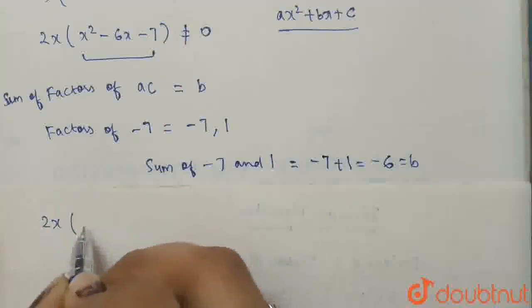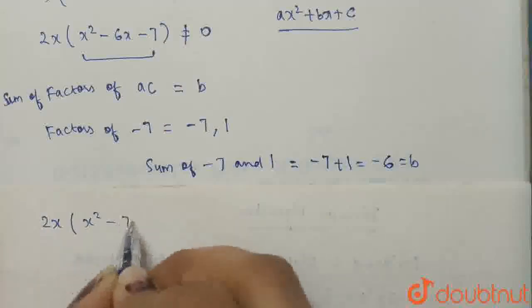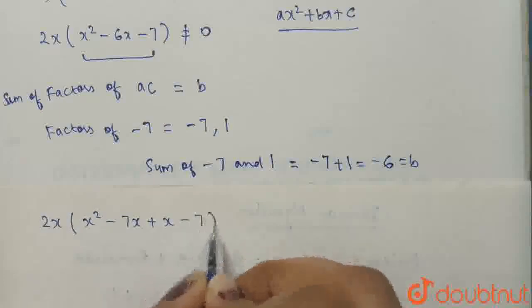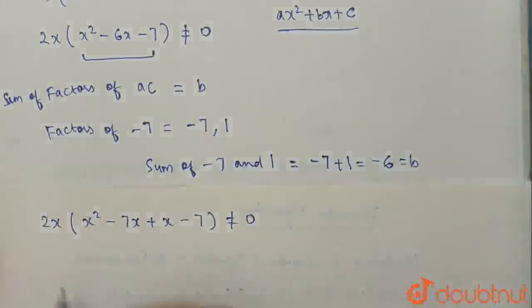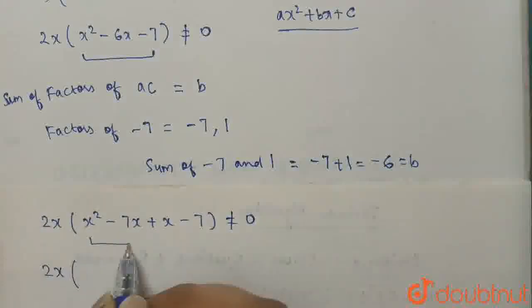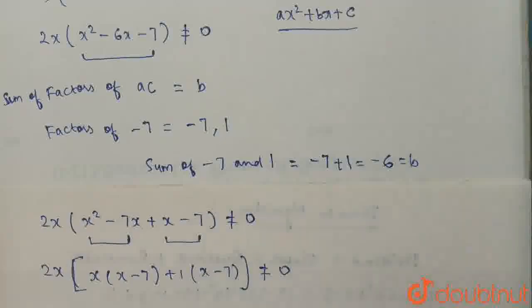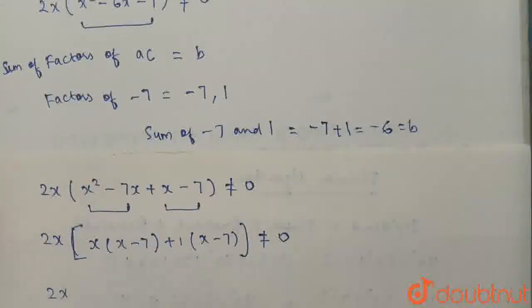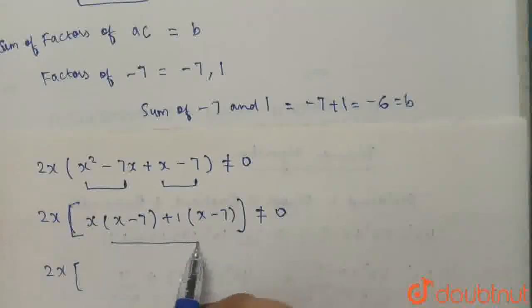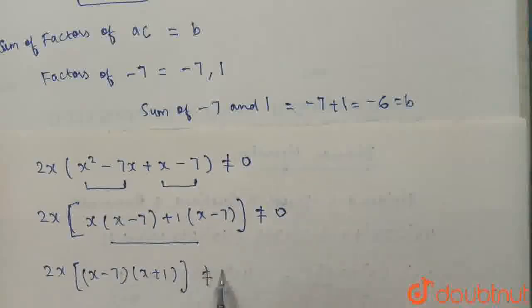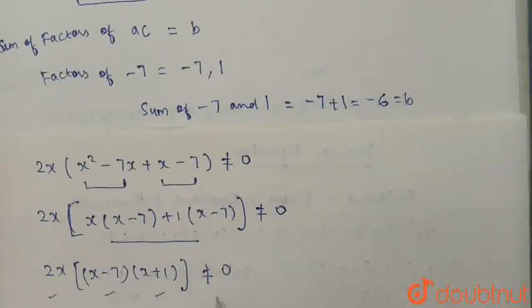So now we can split it as 2x multiplied by (x square minus 7x plus x minus 7) should not be equal to 0. So now 2x as it is, and we can take x common from this expression. So we get x multiplied by (x minus 7) and 1 common from this expression, so plus 1 (x minus 7) should not be equal to 0. So now 2x as it is, x minus 7 is common from this expression. So x minus 7 and x plus 1. The product of these three terms should not be equal to 0.